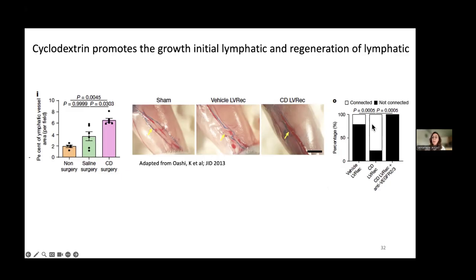And this process is dependent on the signaling of VEGF receptor 2 and 3, which has been shown for a long time to be very important for lymphatic maintenance, but also growth.